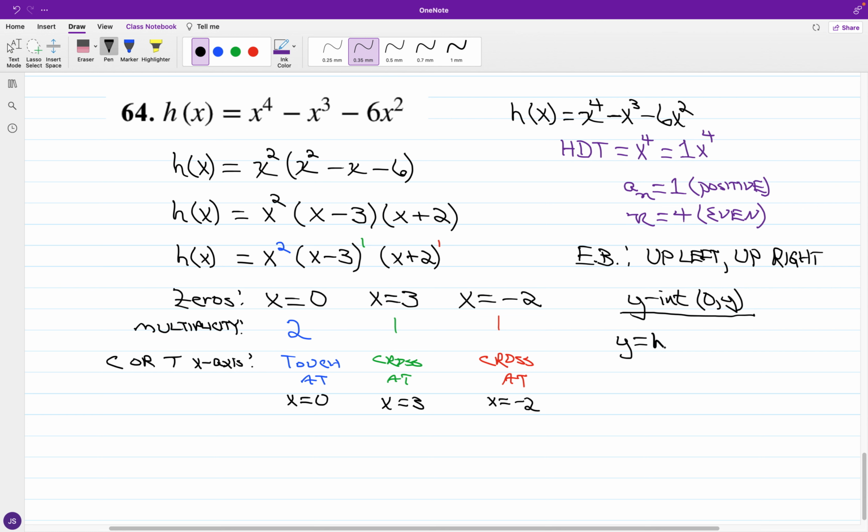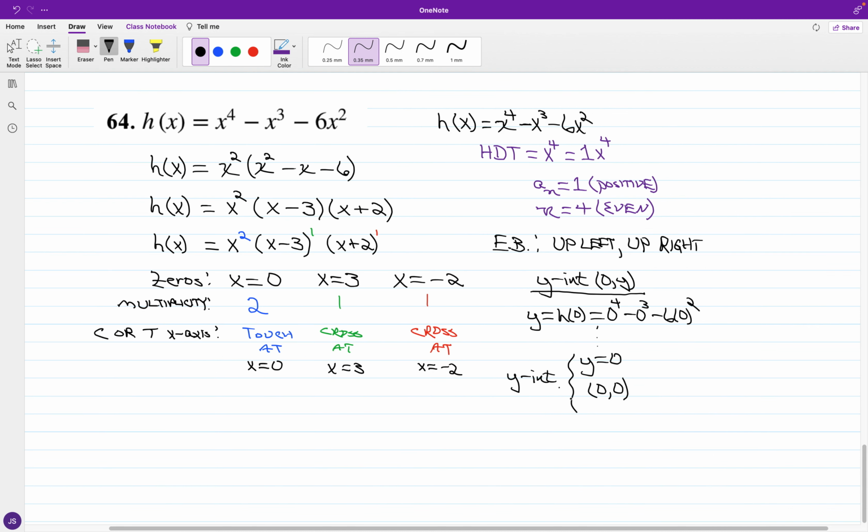So in this case, you have y is equal to h of 0. So you have 0 to the 4th minus 0 cubed minus 6 times 0 squared. So all these terms are negligible. And once again, we had the y-intercept to be at the origin.